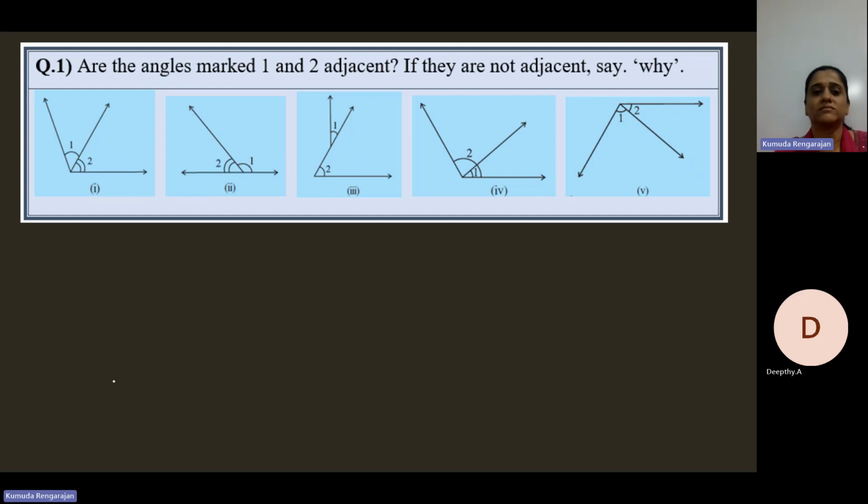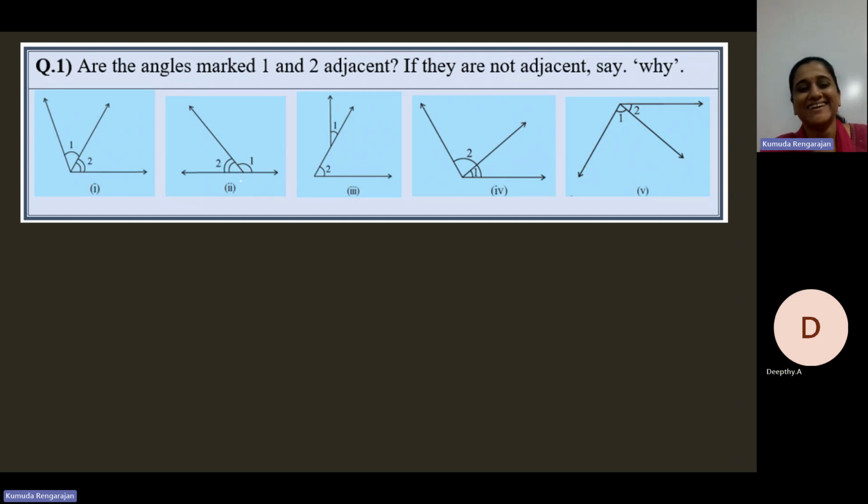And the second one, that is the common arm. But it does not follow, there is only one angle. It should not be like that.